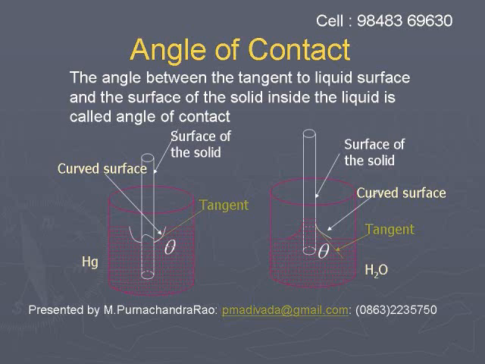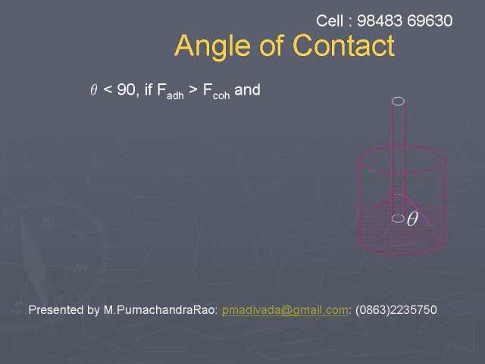Now, the angle made by this tangent with the surface of the solid, that is with the capillary tube, is known as the angle of contact. This is greater than 90 degrees. This is an obtuse angle. The angle of contact depends on adhesive forces and cohesive forces.